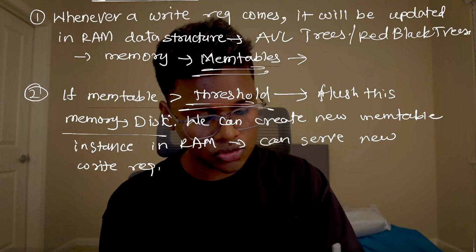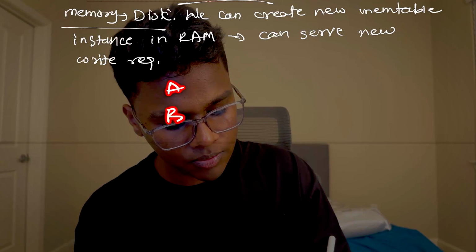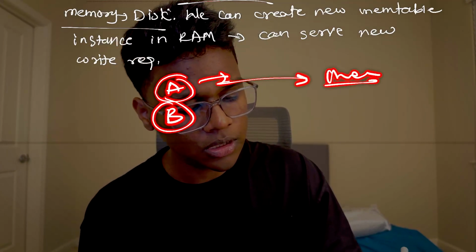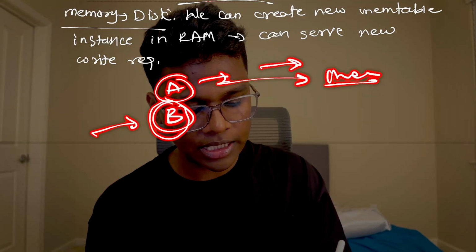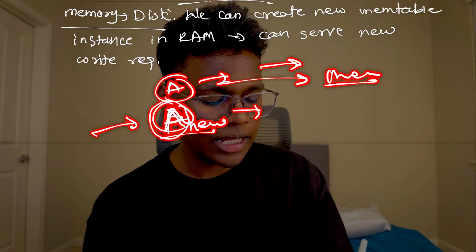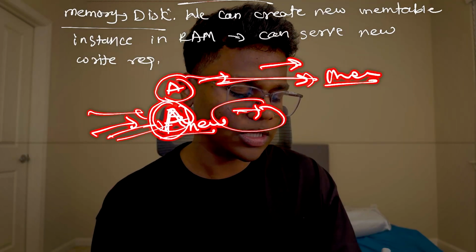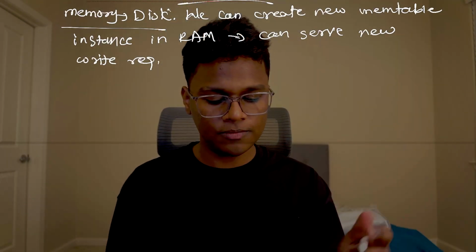Okay, so assume we have memtable A and memtable B. A is full, and we put A onto the disk. While this is going on, another write request comes, so we will create a new instance, B, a new instance, and then we will write all of the requests in the new table while this is being dumped onto the disk. Simple, right?